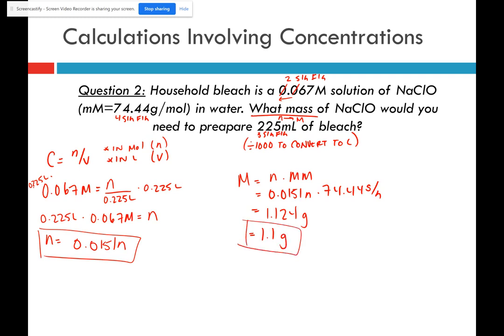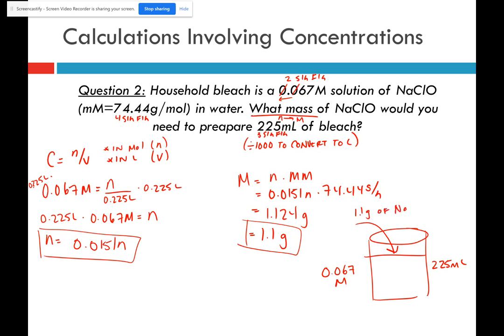So what that's telling me is if I wanted to make a solution of NaClO that was 0.067 moles per liter, and I wanted to make 225 milliliters of it, I would have to put into that solution 1.1 grams of NaClO. That's how I would make that solution. I would measure out 225 mils of water, put in 1.1 grams of NaClO, and I know I would have a solution of bleach of 0.067 moles per liter.